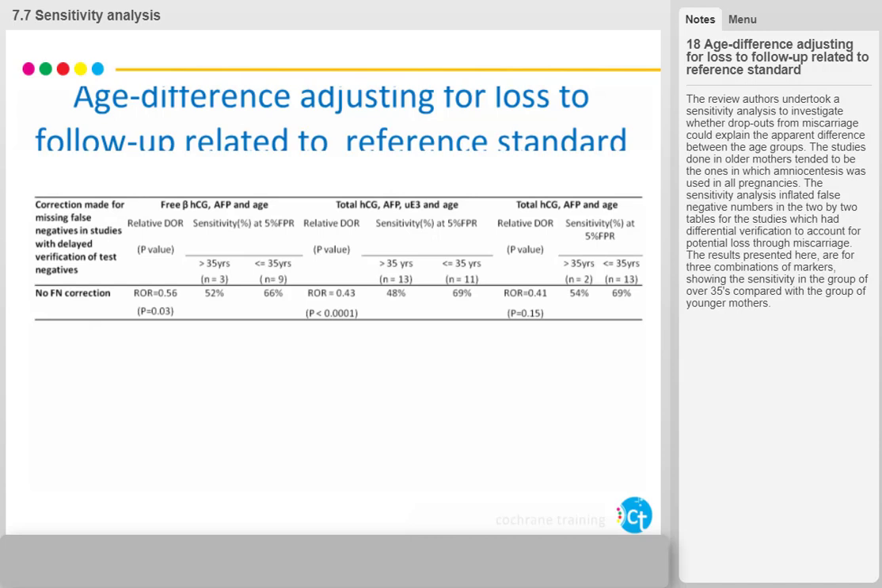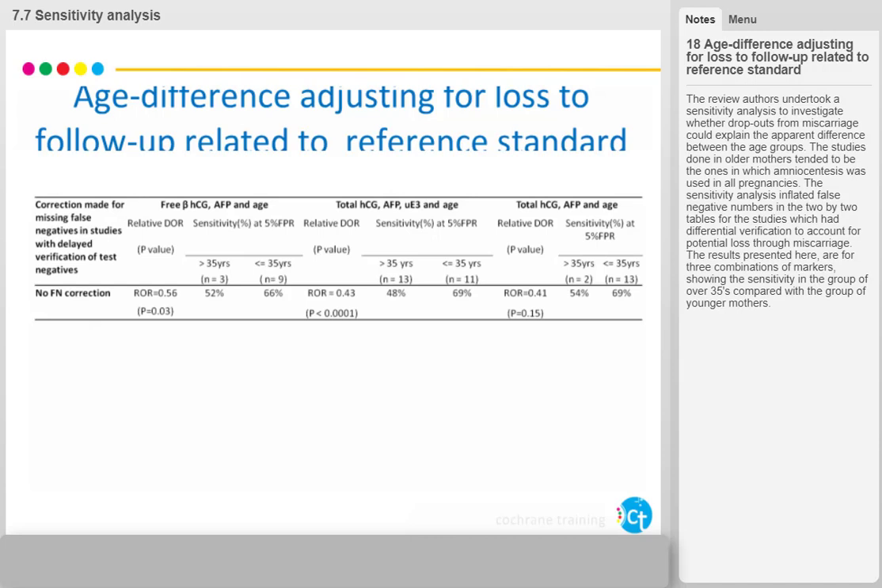The review authors undertook a sensitivity analysis to investigate whether dropouts from miscarriage could explain the apparent difference between the age groups. The studies done in older mothers tended to be the ones in which amniocentesis was used in all pregnancies. The sensitivity analysis inflated false negative numbers in the 2x2 tables for the studies which had differential verification to account for potential loss through miscarriage.